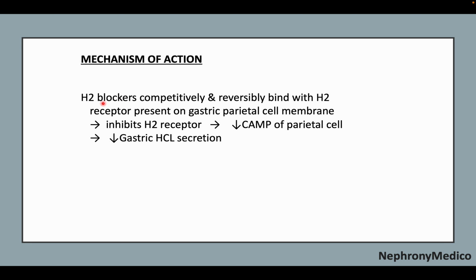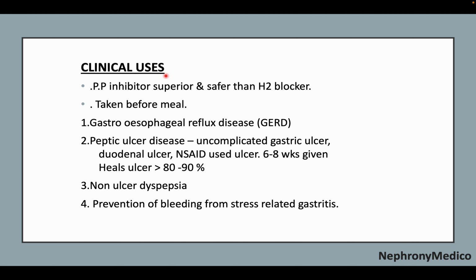Mechanism of action. H2 blockers competitively and reversibly bind with the H2 receptor present on the gastric parietal cell membrane and inhibit H2 receptors, leading to decreased cAMP in the parietal cell, leading to decreased gastric acid secretion. Clinical uses. It is taken before meals, and gastroesophageal reflux disease is the common indication, along with peptic ulcer disease, non-ulcer dyspepsia, and prevention of bleeding from stress-related gastritis.